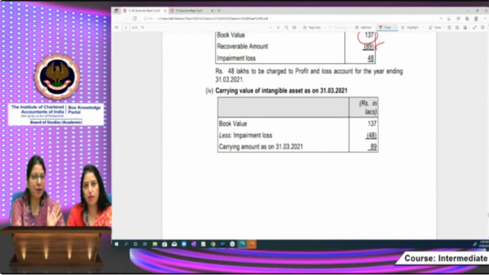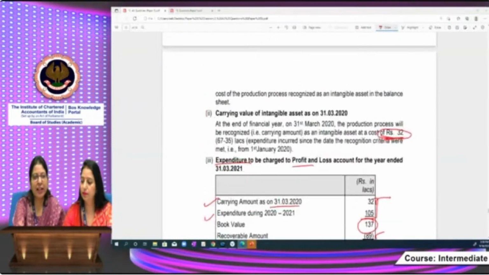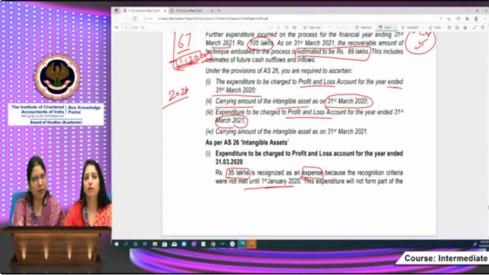We have to reduce this amount to the recoverable amount. So it means that we have to give the reduction, we have to charge the additional amount. Suppose the book value was 137, but the recoverable amount was 89, and now we have to carry the intangible asset in our books at rupees 89 only. So the difference we will have to write off.